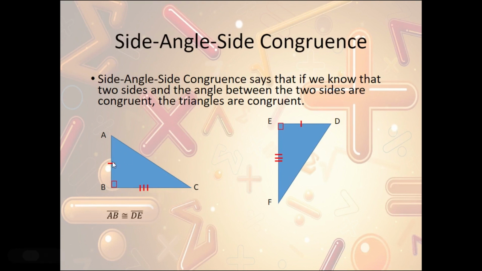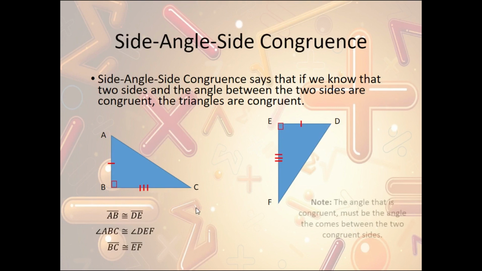So here we know that AB is congruent to DE, and between them we know that there's an angle here, angle ABC, that's congruent to angle DEF, and then we know that side BC is congruent to side EF. Therefore, we have two sides and an angle between them that are congruent, so we can say that triangle ABC is congruent to triangle DEF.